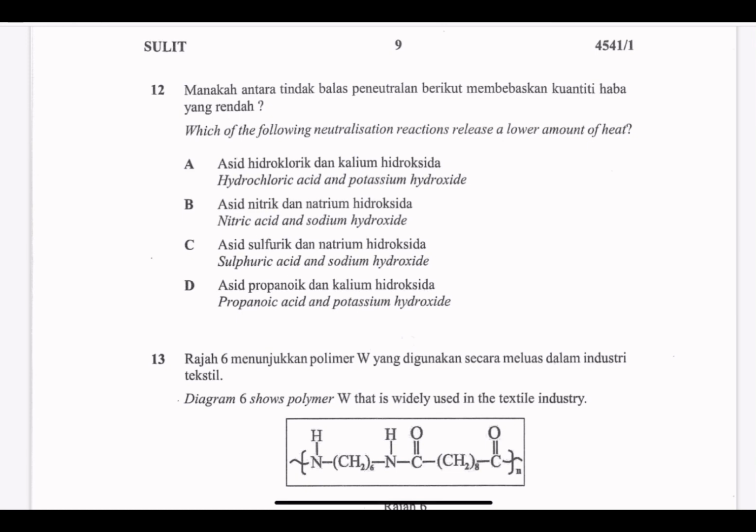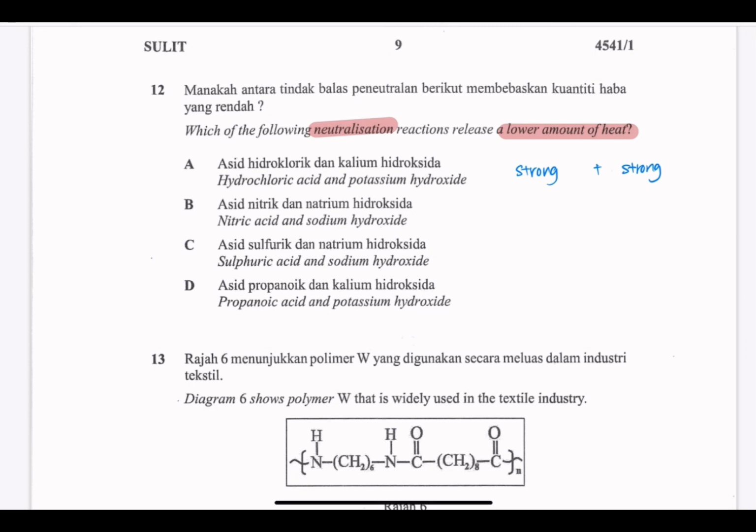Okay, question 12. Neutralization that releases the lower amount of heat. Okay, refer to the heat of neutralization. We have strong acid and strong alkali. When weak acid and weak alkali are used, the heat of neutralization will be decreased because some of the energy is used to ionize the weak acid or weak alkali.